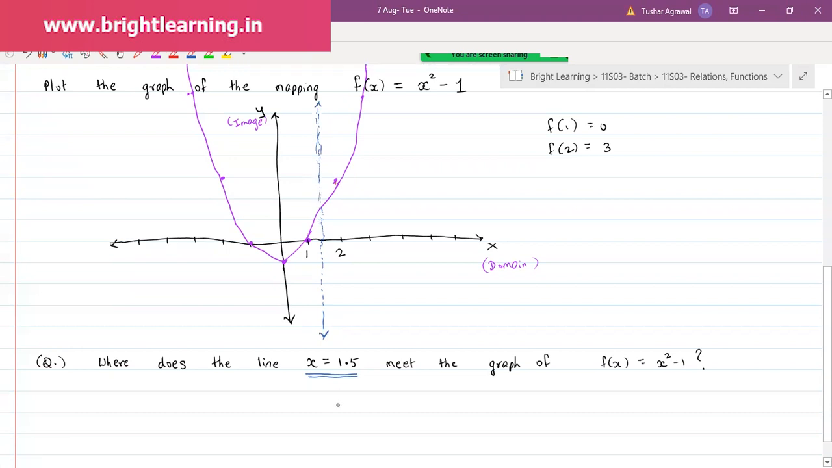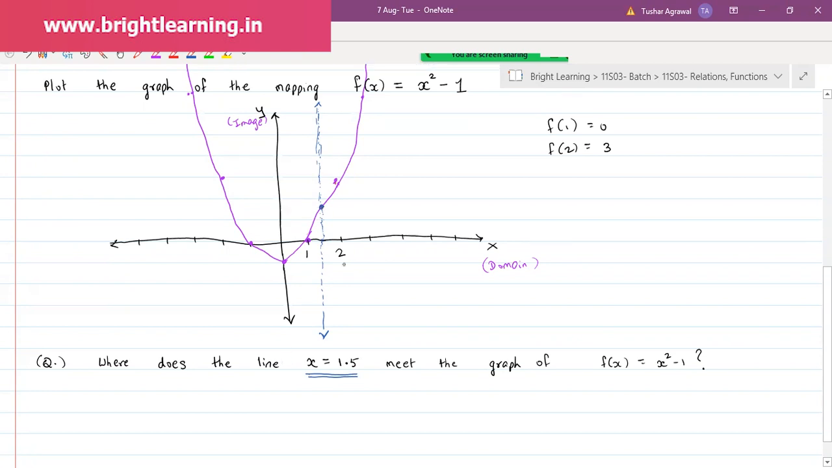What is asked in the question? Where does this blue line meet the graph of x square minus 1? The x square minus 1 graph is the purple graph we have drawn. So f of x equal to x square minus 1 is the purple graph, and you can plot x equal to 1.5, the blue line you have drawn, and this is asked to you.